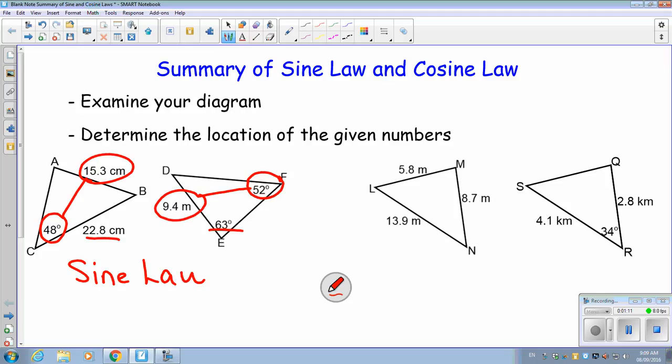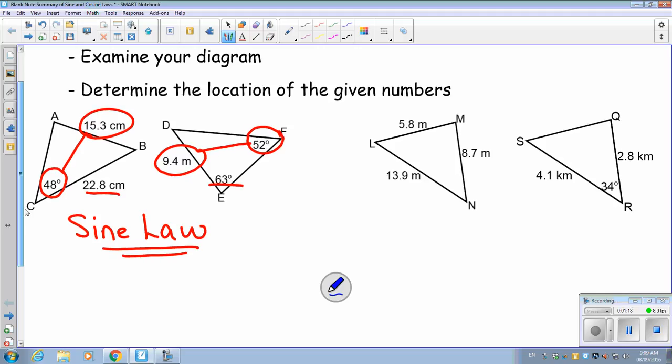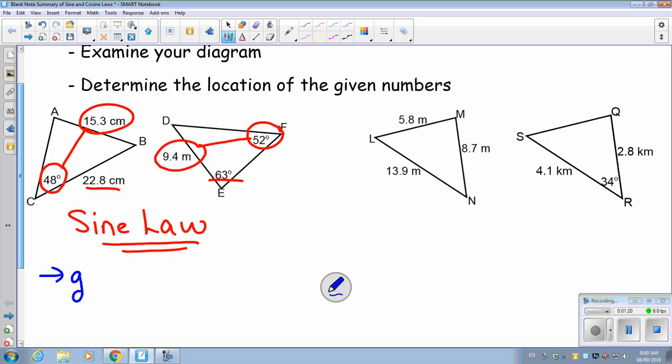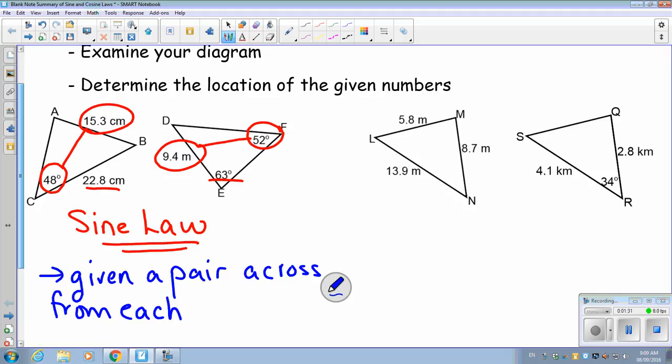So you know to use the sine law when you're given a pair across from each other. Not only that, you need a pair across from each other, but you need one other number. And then you can set up your sine law, put what you don't know on the top, move it over and multiply and solve, just like you were doing with your sine law questions.